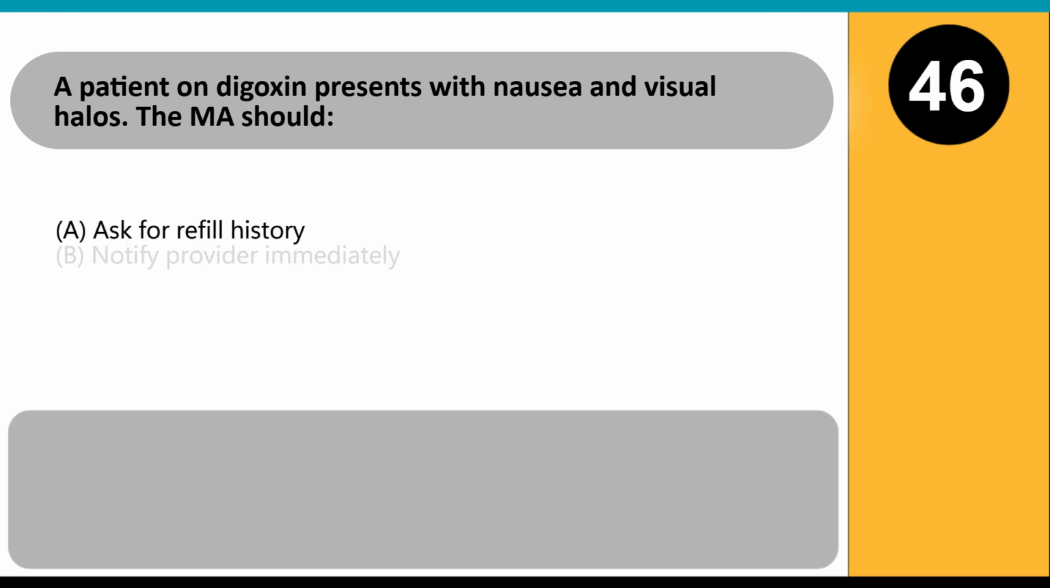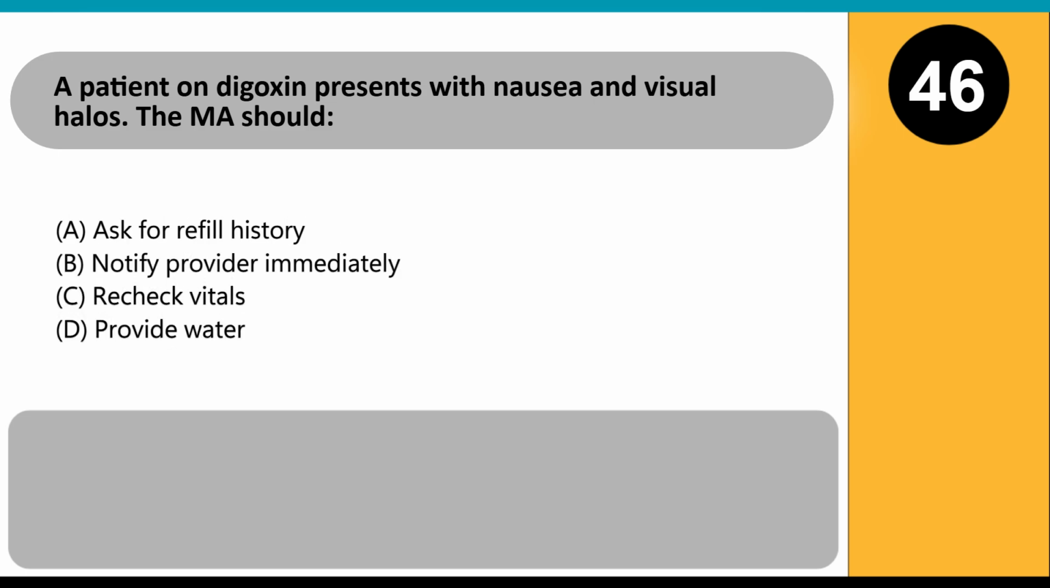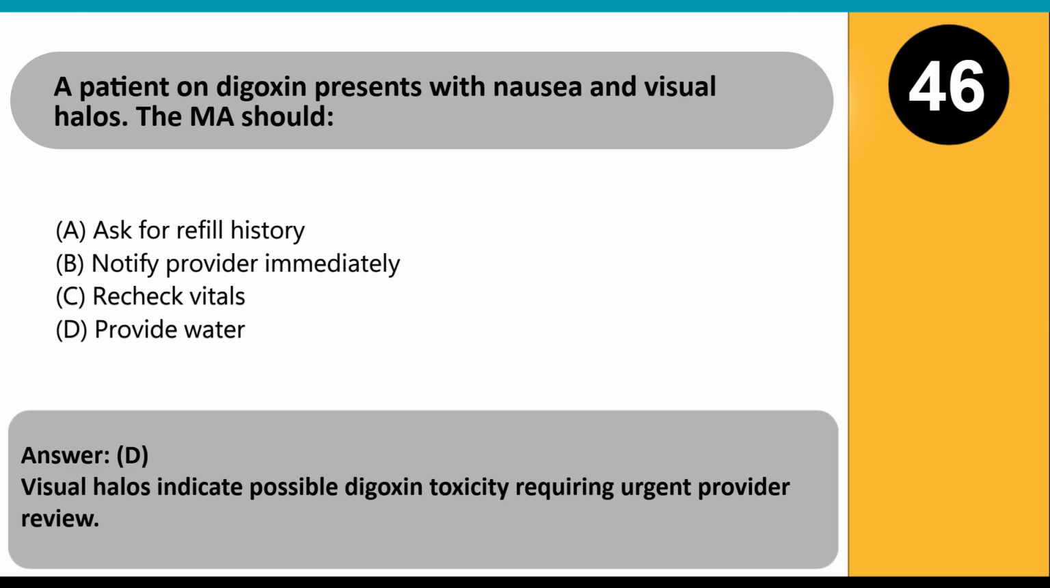A patient on digoxin presents with nausea and visual halos. The MA should: A. Ask for refill history. B. Notify provider immediately. C. Recheck vitals. D. Provide water. Answer: D. Visual halos indicate possible digoxin toxicity requiring urgent provider review.